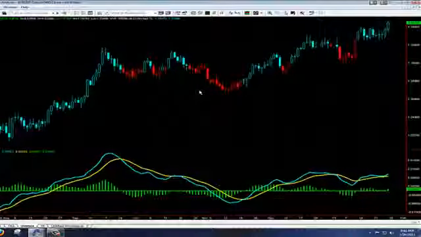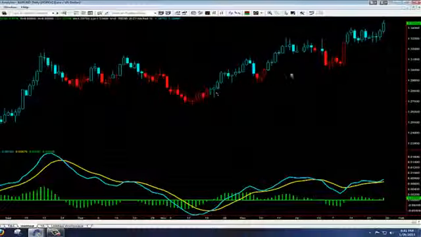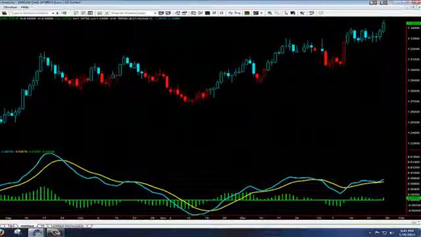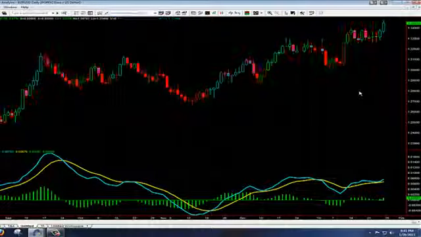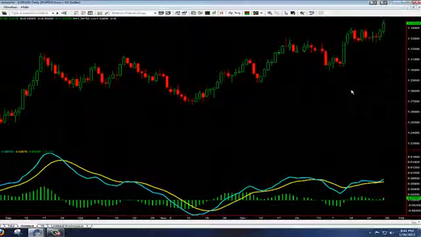Hope everybody out there had a great week trading last week, and it's another bullish week for the euro. So in front of us, we're looking at the EUR/USD chart on a daily chart.